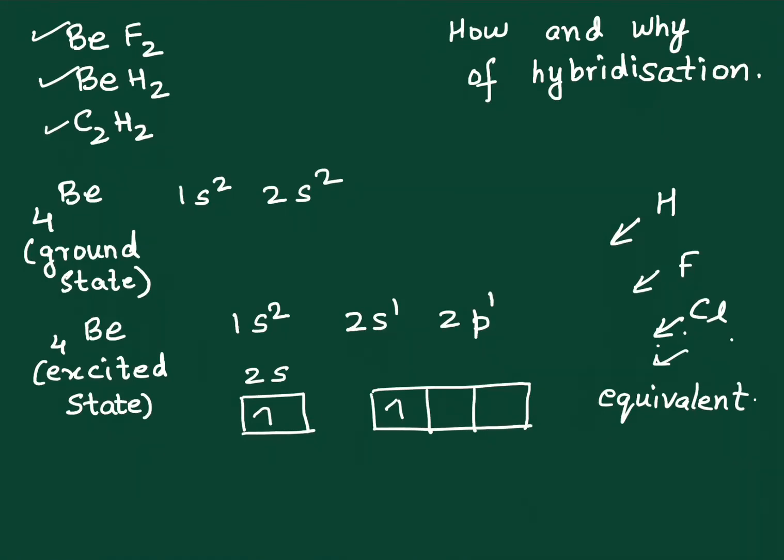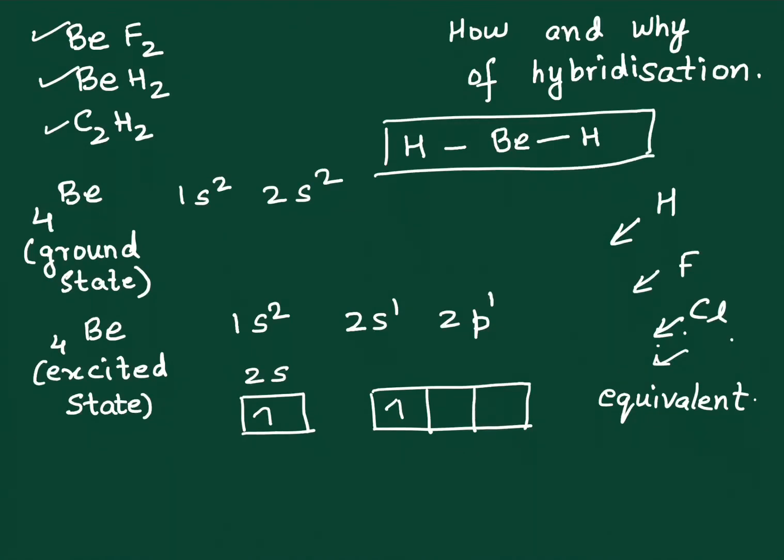Please understand that hybridization is a concept which is given to explain the behavior or explain the structures which we already know. So beryllium hydride is what we have to explain. And we also know that the strength of each of these bonds is the same. They are not different, right?